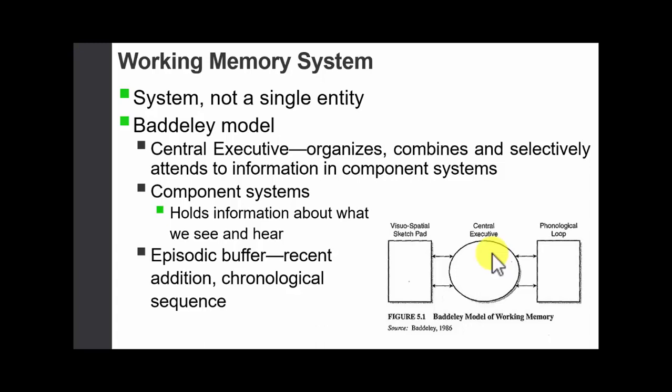So for example, if we're to think about a particular memory and how that memory unfolded as we're working on it, such as the order of numbers in the phone number or something like that, it's the episodic buffer that's responsible for putting those numbers in chronological or the appropriate order so that we make sure that we call the correct phone number.